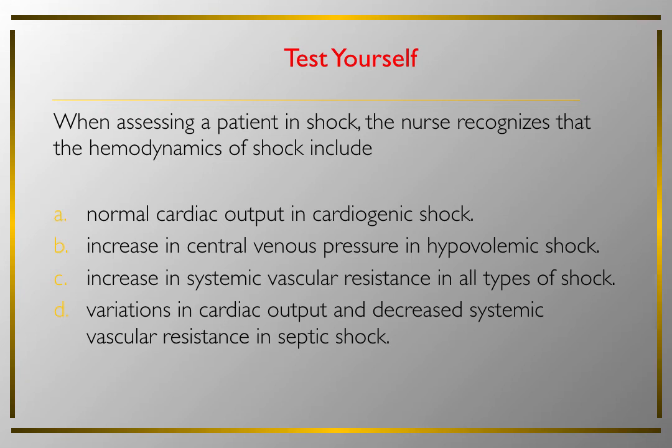So let's test ourselves. When assessing a patient in shock, the nurse recognizes that the hemodynamics of shock include: A. Normal cardiac output in cardiogenic shock, B. Increase in central venous pressure in hypovolemic shock, C. Increase in systemic vascular resistance in all types of shock, or D. Variations in cardiac output and decreased systemic vascular resistance in septic shock. Well, if you guessed D, you guessed right.